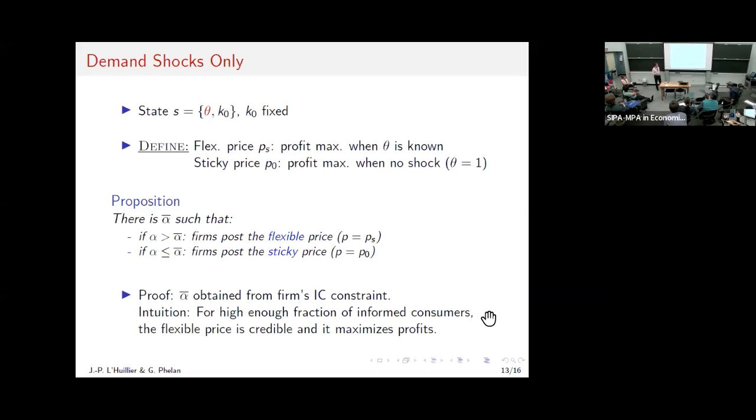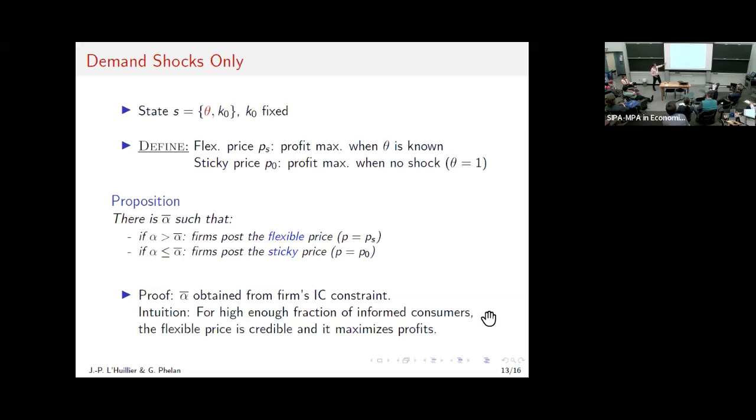Okay, I'm shutting down that shock. Now I'm going to define the flexible price equilibrium and the sticky price equilibrium. These prices are what you would expect them to be. The flexible price is the price that would prevail, the monopolistic price under full information, that depends on the state. And there's a sticky price P0, which is the price set by the monopolies when there are no shocks, the same price as in steady state.